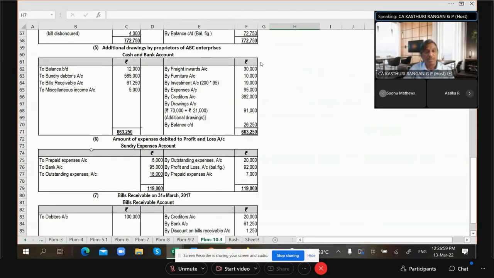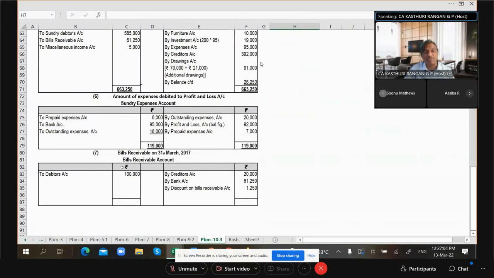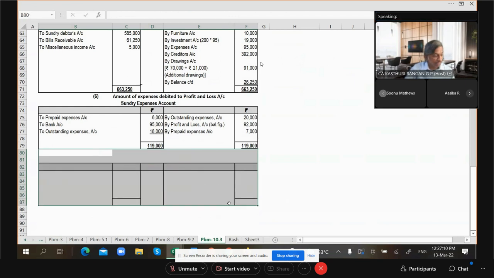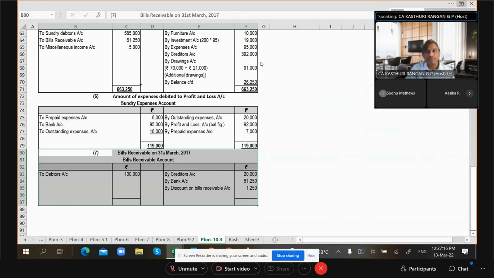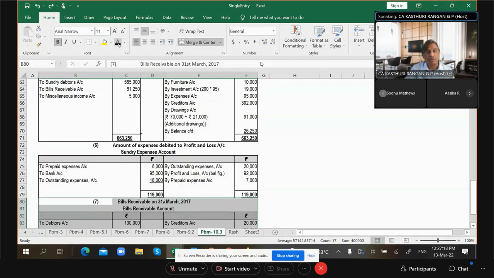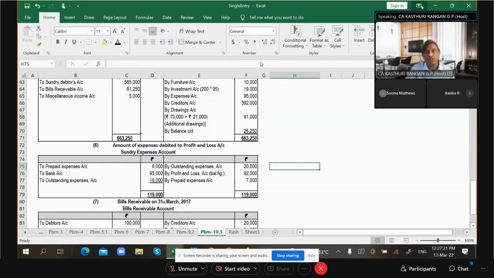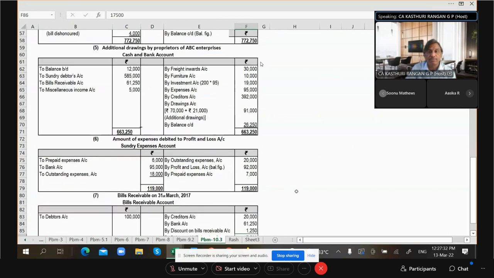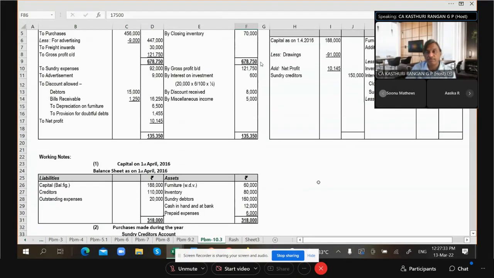What about working note number 6? That is also transferred to P&L. But finally, we have working note number 7, bill receivable. We will get the closing balance of bill receivable from bill receivable account. So what is the closing balance of bill receivable? 17,500. The 17,500 closing balance should be taken to balance sheet. So bill receivable 17,500.